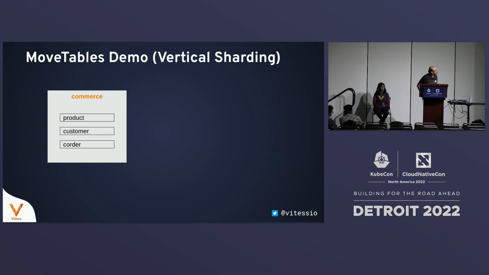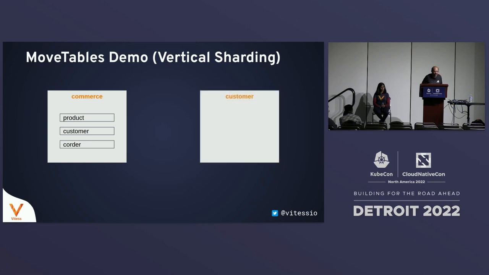First, I'm going to show how vertical sharding is done. Here we are starting with a single key space, which has these three tables. So we are going to move the order-related tables, customer and order, into a different key space. And we are going to use move tables.